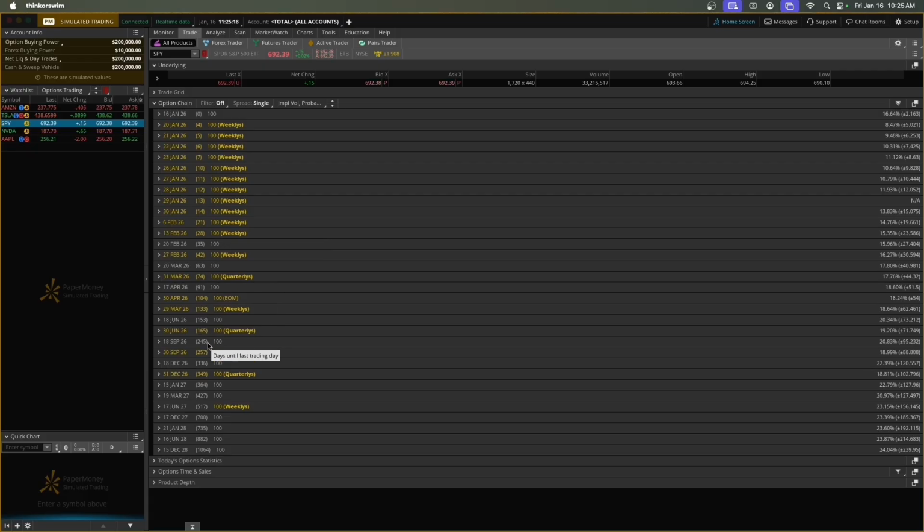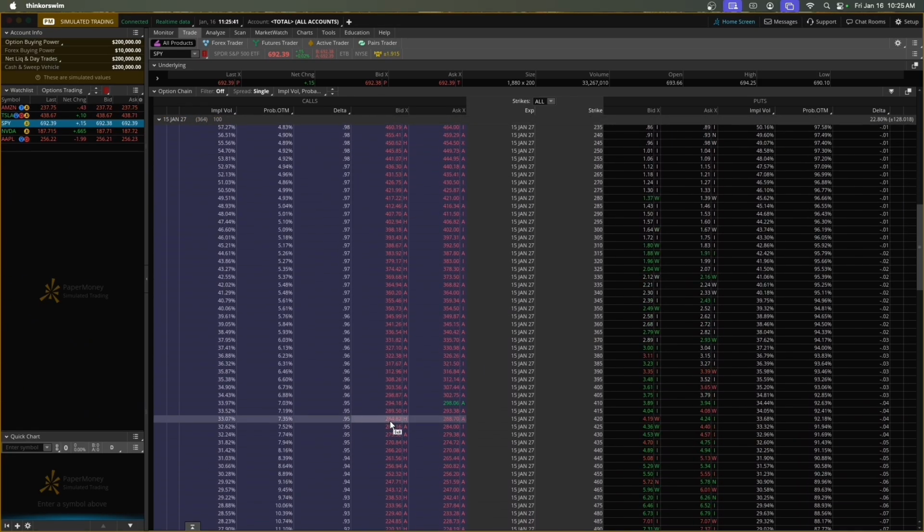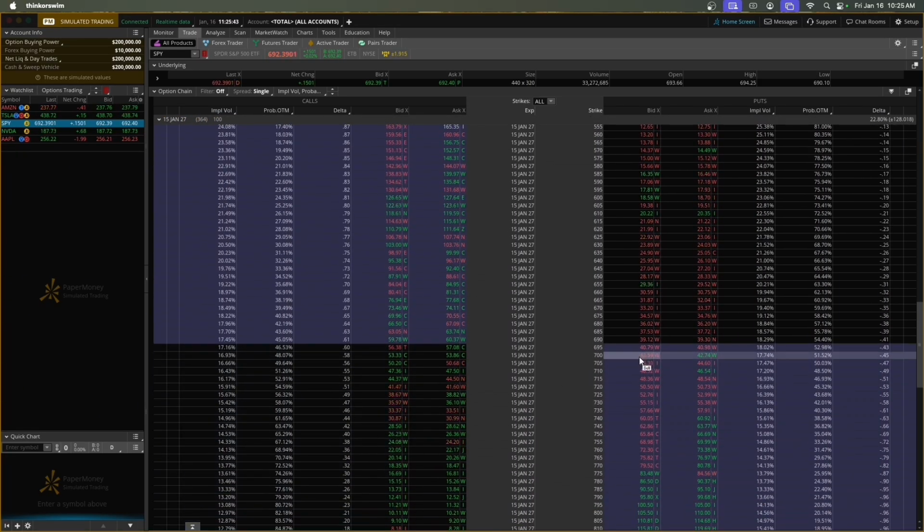I like doing expirations that are typically further out. I don't want anything less than 90 days because I want all my options contracts sold before 90 days, because that's when you get the most theta decay. We talked about that earlier. So let's come out to January 2027. And what I like doing is I like coming all the way down, but I like picking something that's pretty close to the strike price.